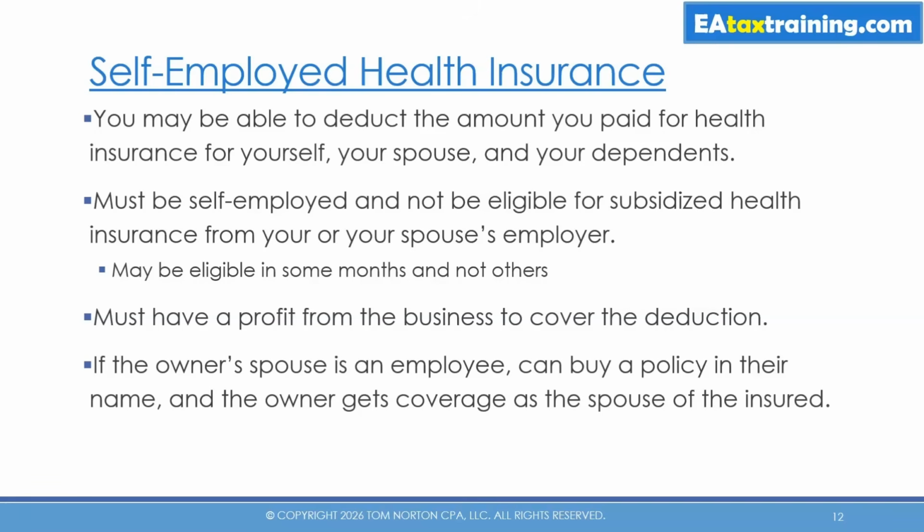Another way a sole proprietor can get health insurance is if their spouse is an employee of the business, so they're on payroll. Then if the business offers health insurance to their employees, the spouse is an employee, so the spouse can buy a policy in their name, and then the owner gets coverage as the spouse of the insured. So if you've got other employees anyway that you're offering health insurance and your spouse is working in the business, this is a way you can hire the spouse. Spouse gets health insurance, names you as their spouse, and so you get coverage that way. It's another way to go about having deductible health insurance.